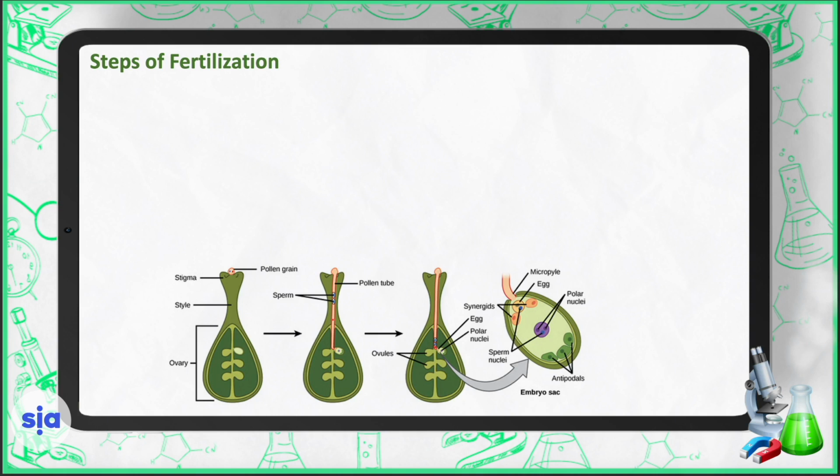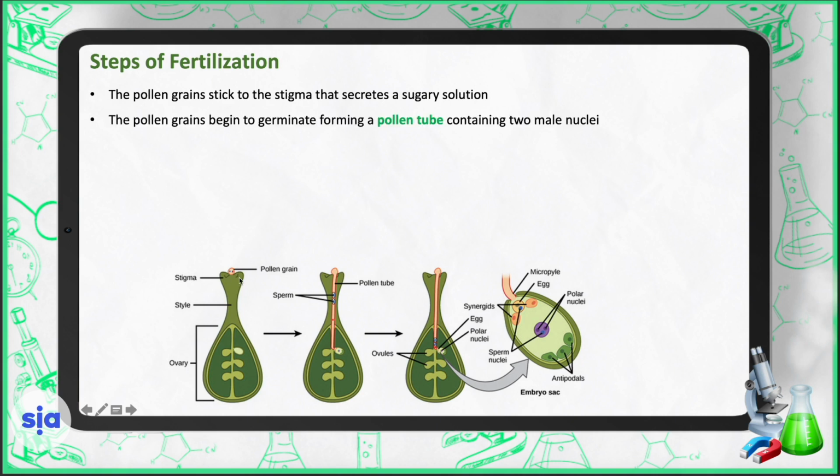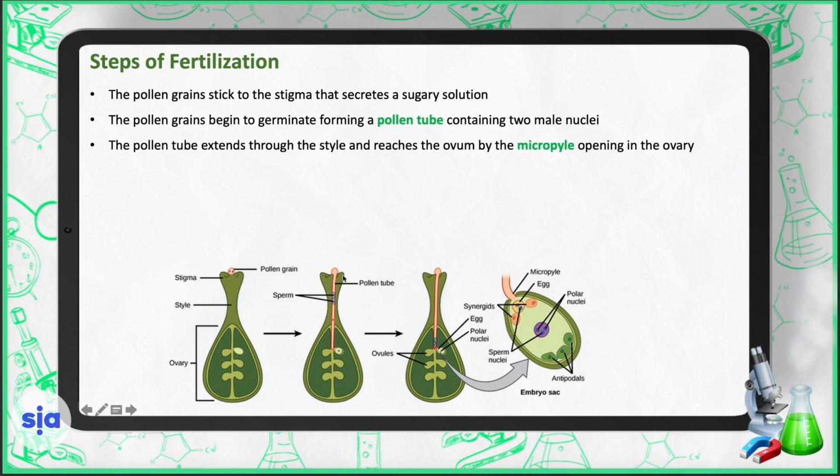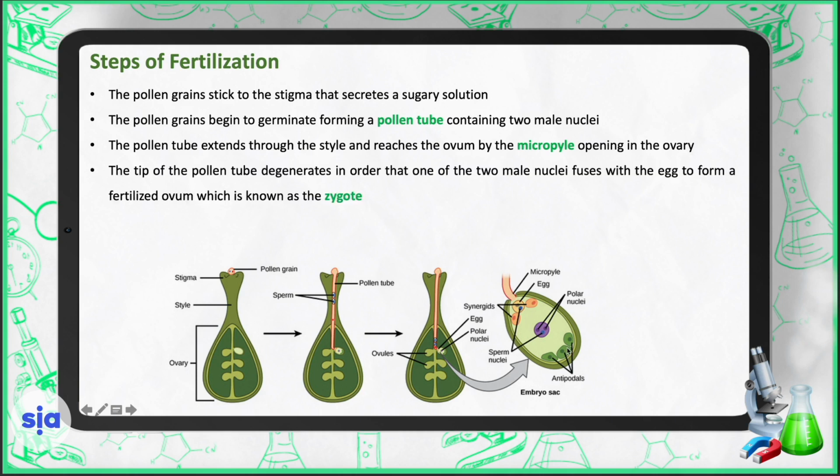Now we will discuss together the steps of fertilization. First of all, the pollen grains stick to the stigma, which secretes a sugary solution. Here is the pollen grain, which will stick to the stigma. The pollen grain begins to germinate, forming a pollen tube containing 2 male nuclei. This tube will extend through the style downward to reach the ovum through something called the micropyle. This micropyle will open into the ovary.